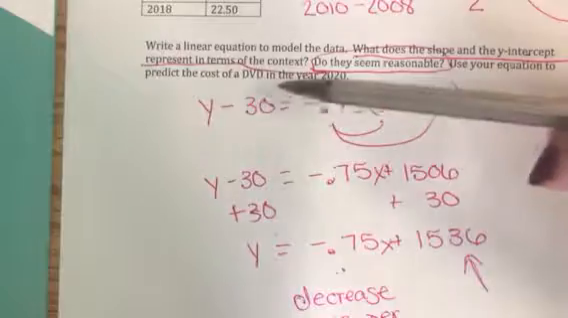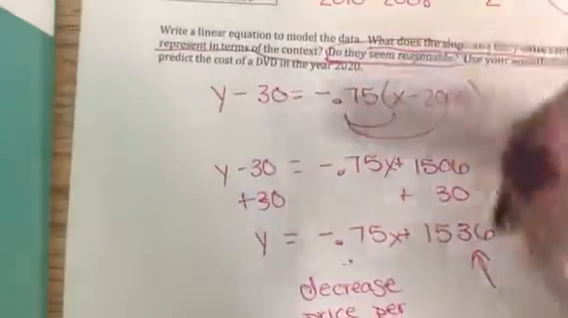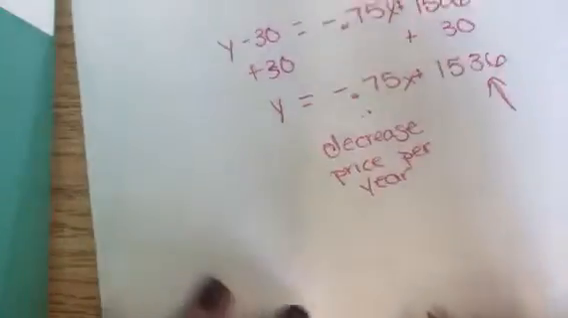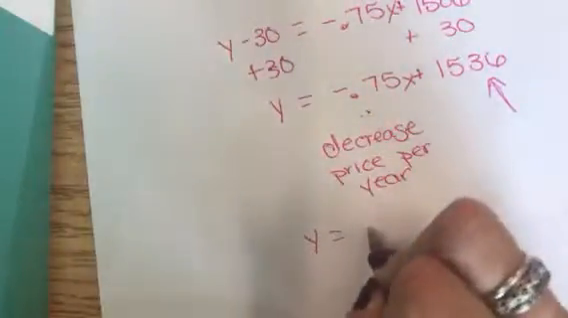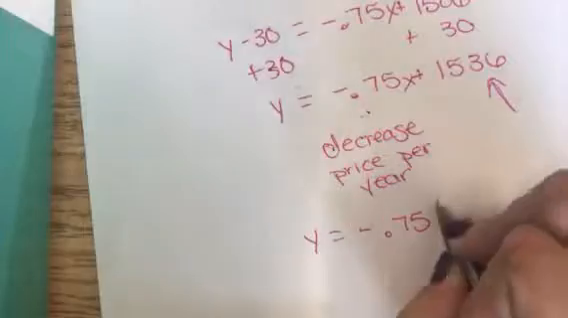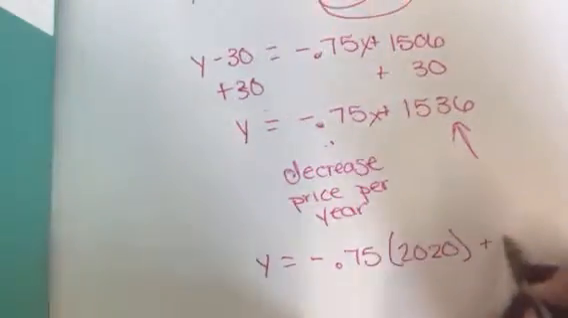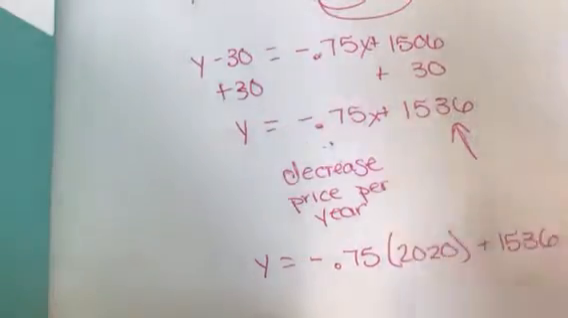And then to predict the cost of the DVD in the year 2020, we're just going to take this year and plug it in for x. So I'm going to say y equals negative 0.75, I'm going to put in my year 2020, and then I'll add that 1536.